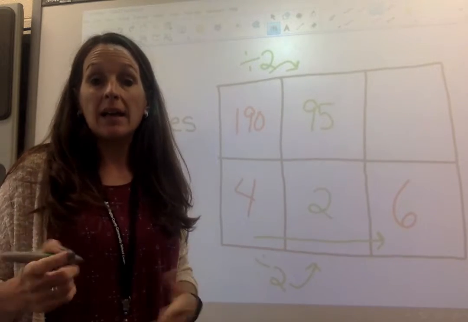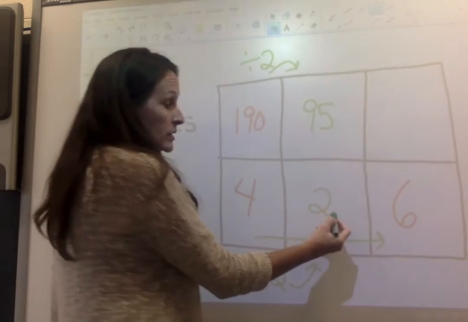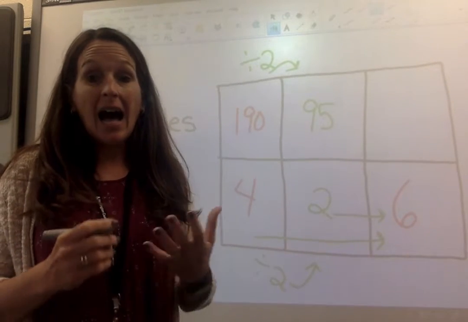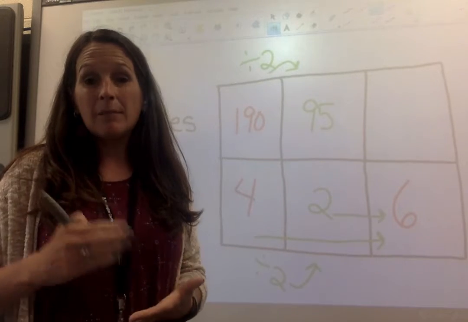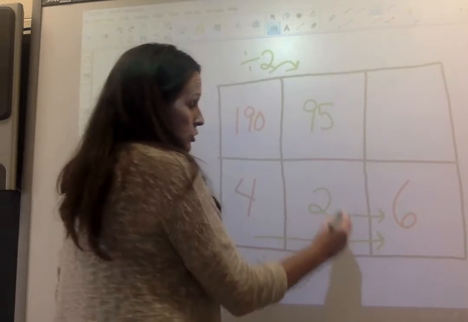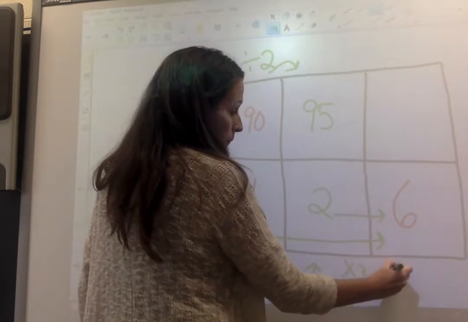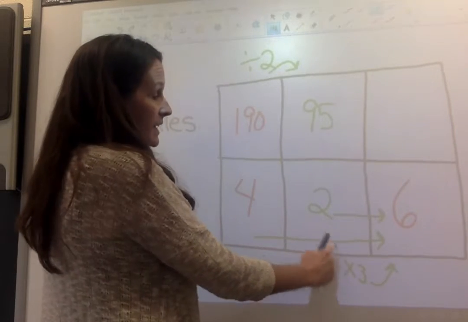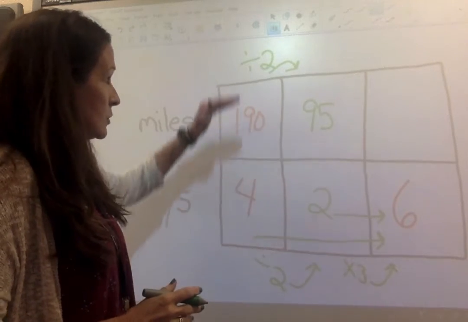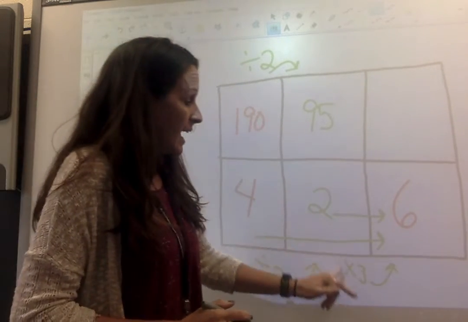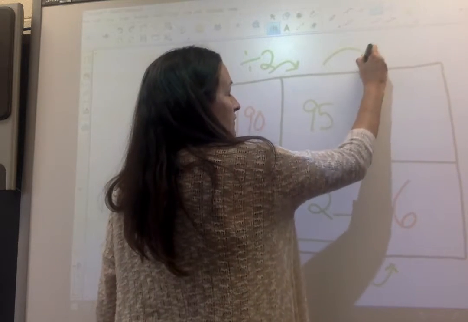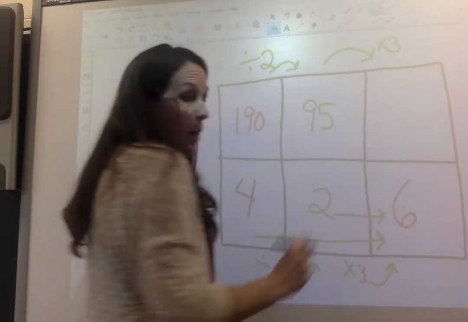Now, go back. Ask yourself again, how did I get from this number to this number? Well, it's a little easier now. I can multiply 2 times 3 to get to 6. See how that works? So if I know 2 times 3 is 6, then I need to go back up here and do the same thing to 95. Remember, divided by 2, divided by 2. So because I multiplied by 3 to get to 6, I have to multiply 95 by 3 as well.